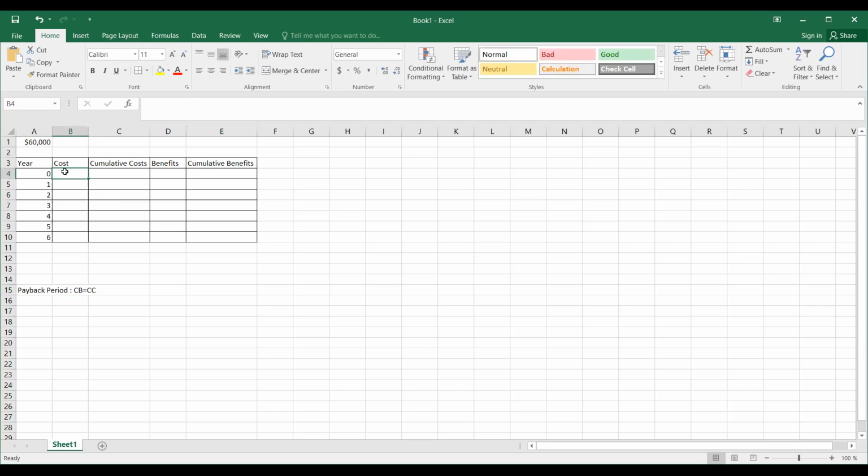Okay, now your costs will be already given. So year 0, you are not given the cost. First year you have 17,000. Second year you have 18,500. Third year, let's say you have 19,200. Fourth year you have 21,000. Fifth year you have 22,000, and the sixth year you have 23,300.